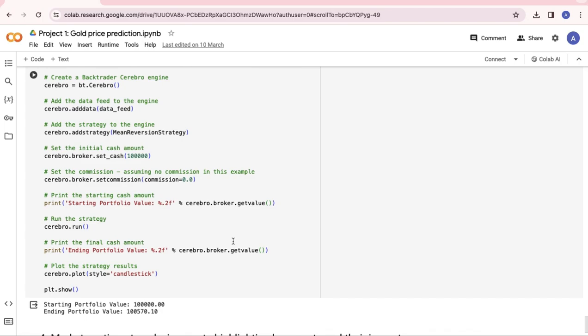The rest of the code involves loading historical data, creating a backtrader data feed, defining the trading strategy, setting the initial cash amount and commission, running the strategy, printing starting and ending portfolio values, and plotting the strategy results using backtrader's built-in plotting capabilities.